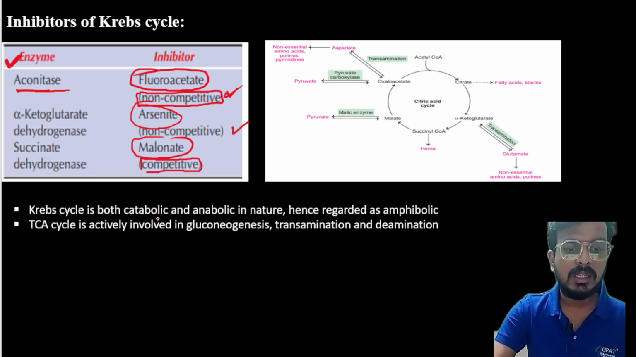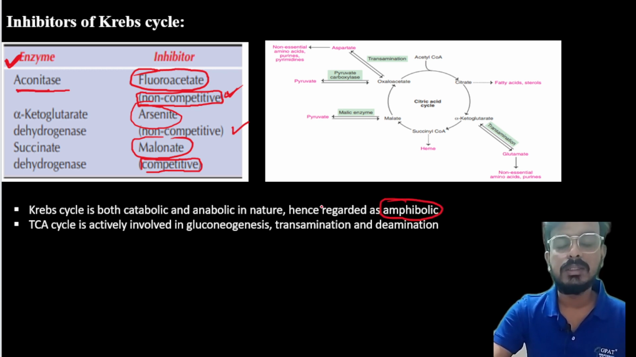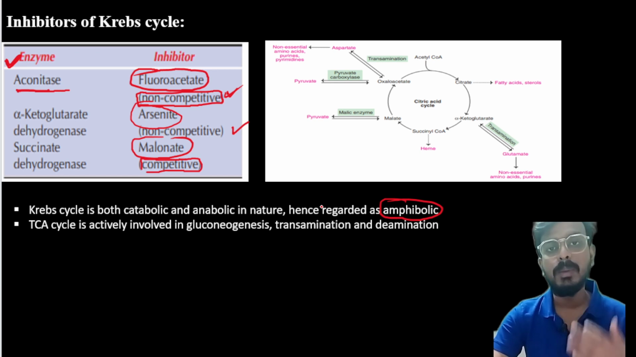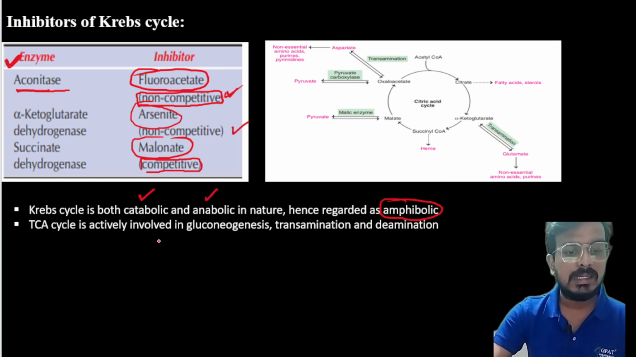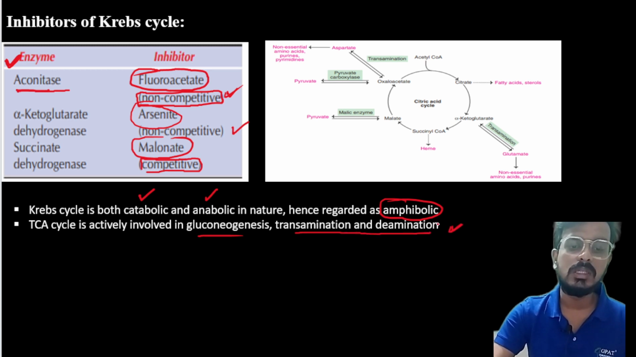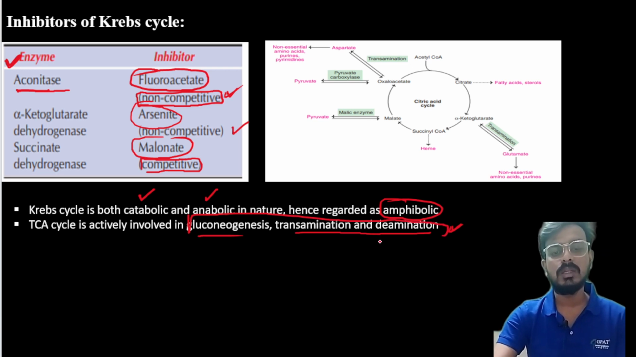Okay, so the Krebs cycle is an amphibolic cycle. Remember, in the exam a question is asked: which of the following is amphibolic? Why? Because the Krebs cycle has both catabolic and anabolic function. The TCA cycle is actively involved in gluconeogenesis, transamination and deamination processes. This is also important: your TCA cycle directly regulates gluconeogenesis, transamination and deamination.